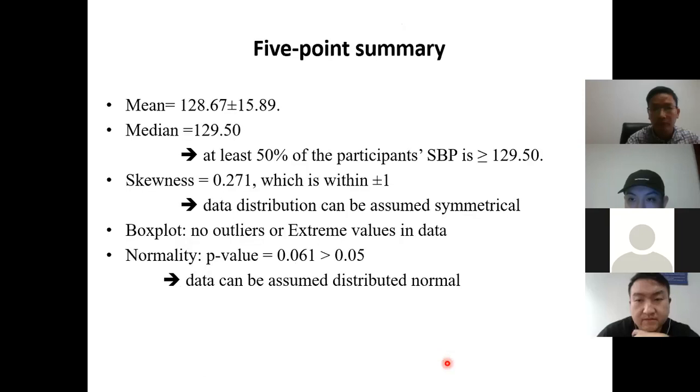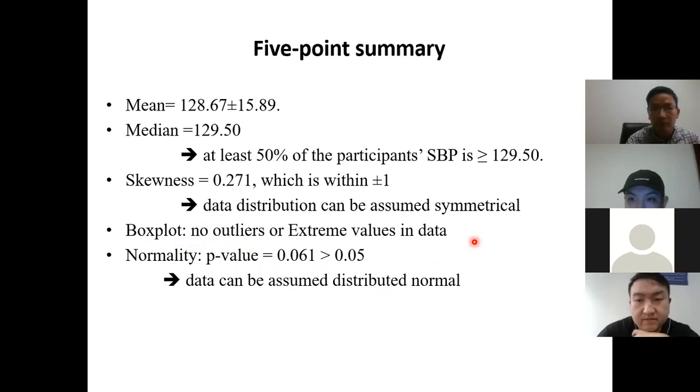Point summary. Number 1, mean, plus or minus standard deviation. Number 2, median. And what does it mean? Number 3, skewness. Is it within plus or minus 1? Yes. Can be assumed symmetrical. The box plot, no outlier or extreme values. Normality, p-value was more than 0.05. Data can be assumed to be distributed normal.